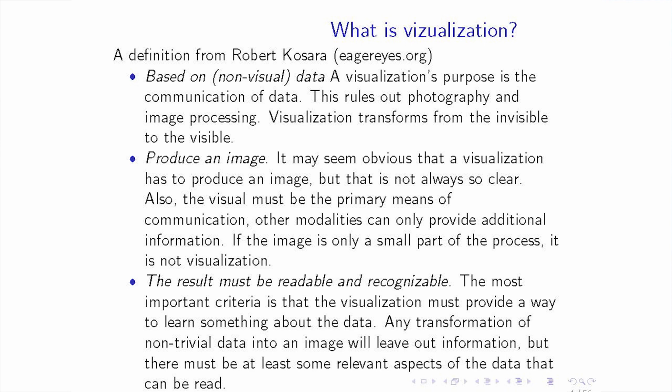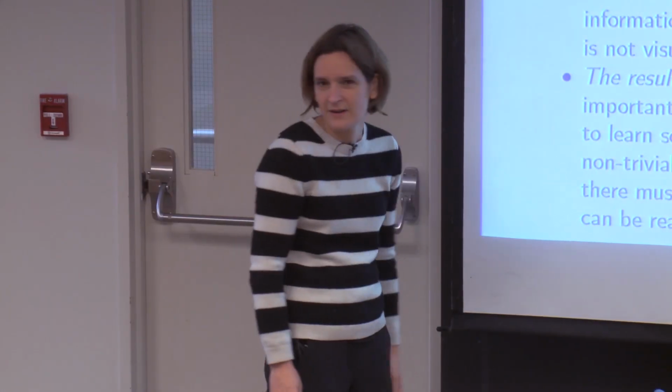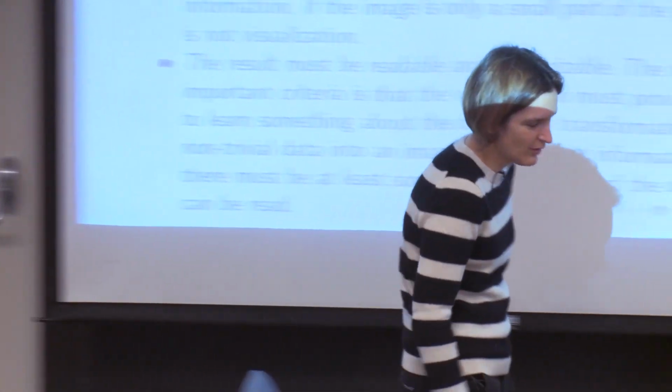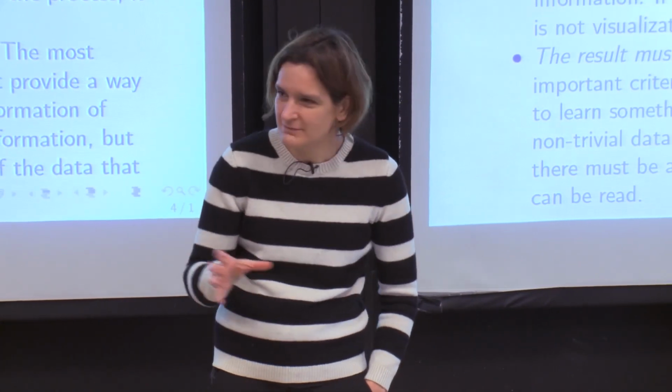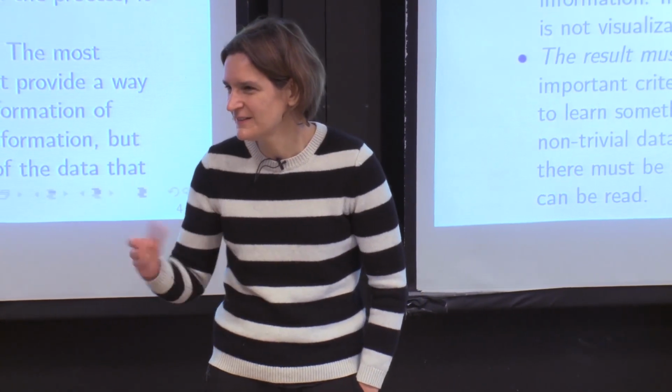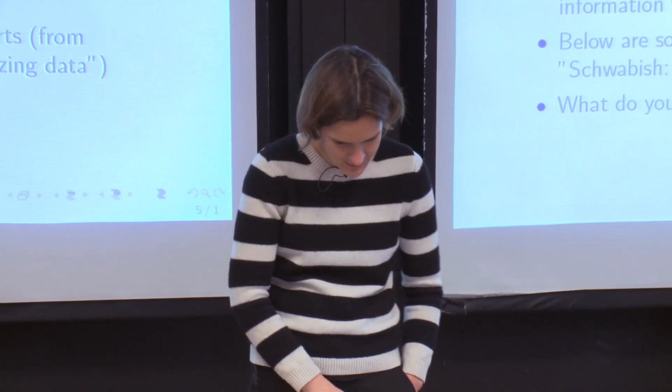So, for example, you could have a good table with color and everything. That's not visualization. You want an image. You want a graph. The results must be readable and recognizable. You must provide a way to learn something about the data. You're going to leave out some information necessarily from a big data set to an image, but there should be something left in the data. All of that seems rather common sense, but often a visualization might fail either of these criteria.